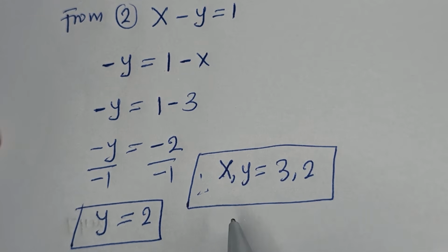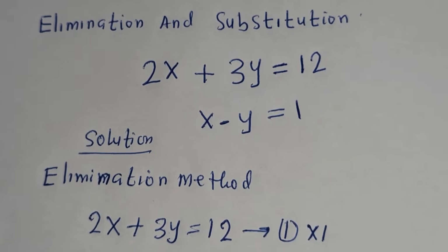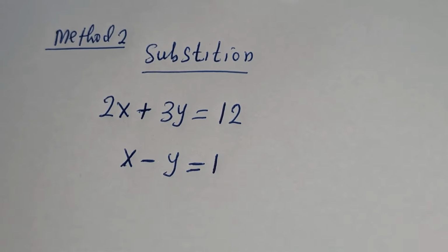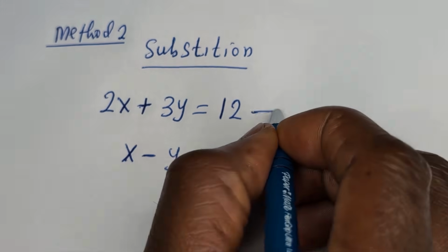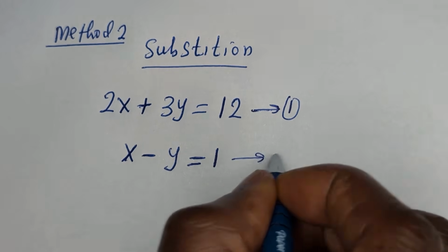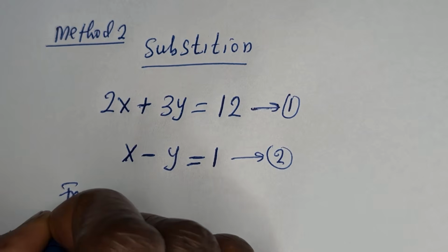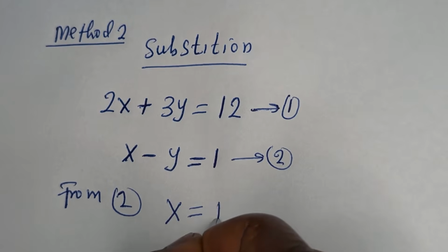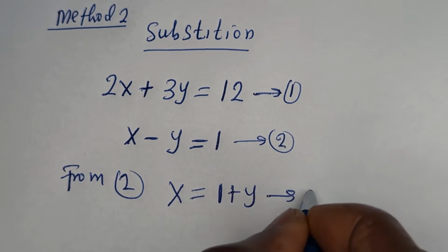Now let us consider the second method called substitution method. In order to consider the substitution method, we have 2x plus 3y is equal to 12, and this is equation 1. x minus y is equal to 1. This is our equation 2. Now from equation 2, x is equal to 1 plus y. Let's call this equation 3.